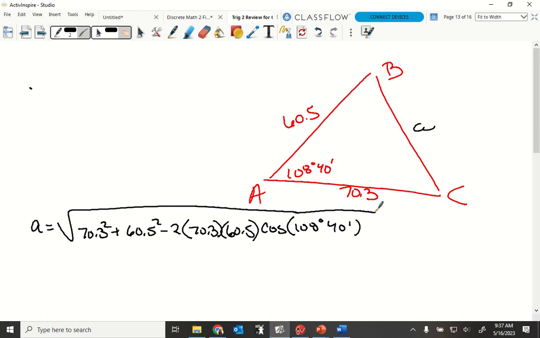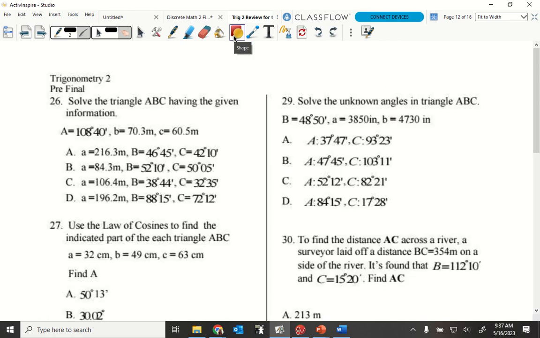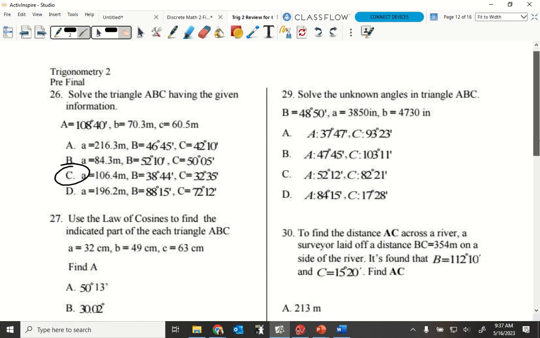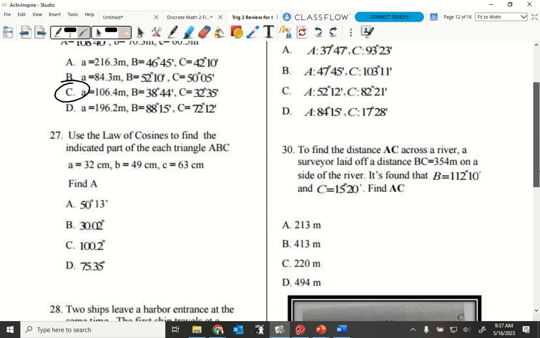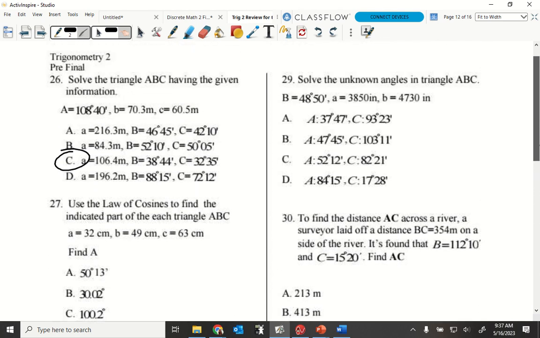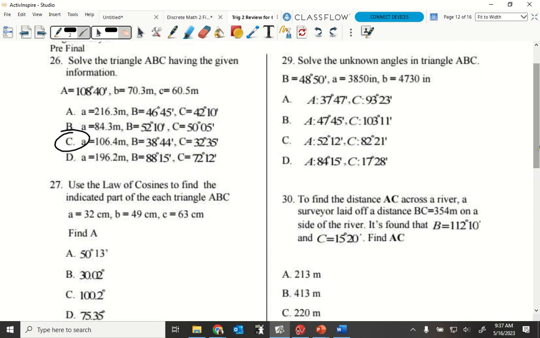What do we get for A? 106.4. Yeah. Since this is multiple choice, there's only one option that has 106.4. Very good. So it has to be C. I remember last test you told us that as long as it matches up with one of them, you don't have to do the other ones, because obviously it's only that one. But I'm out here still doing all of them, just to make sure.